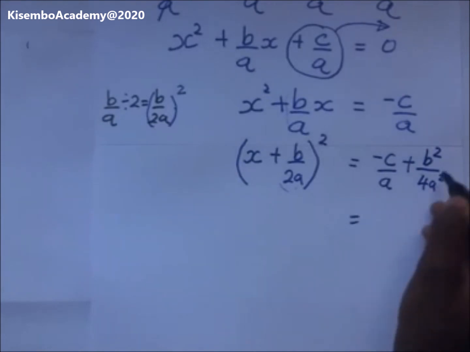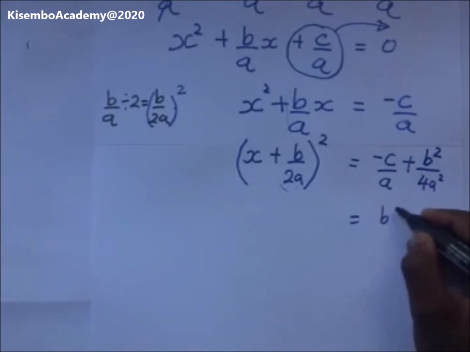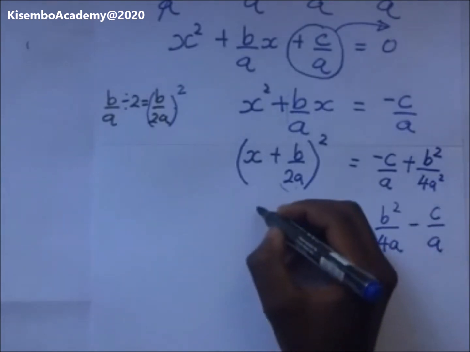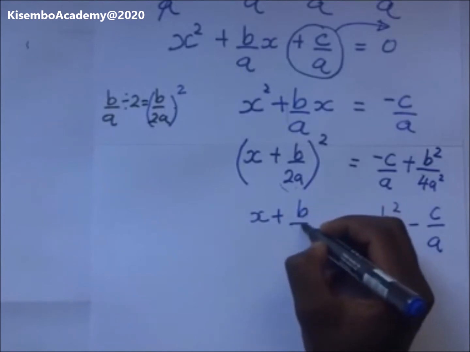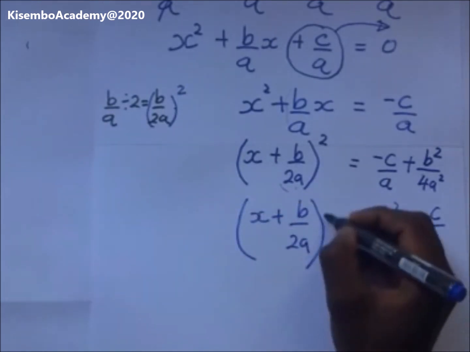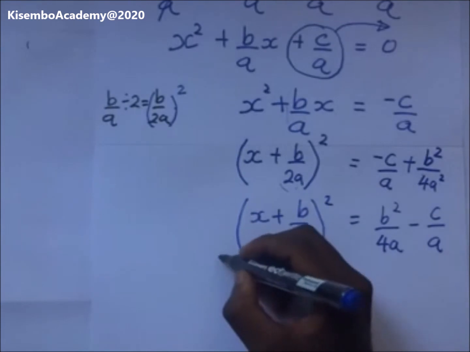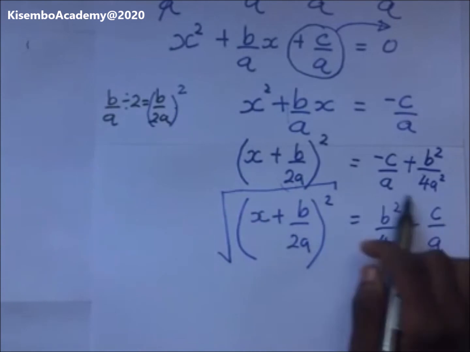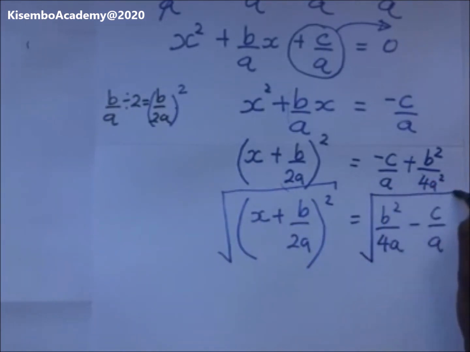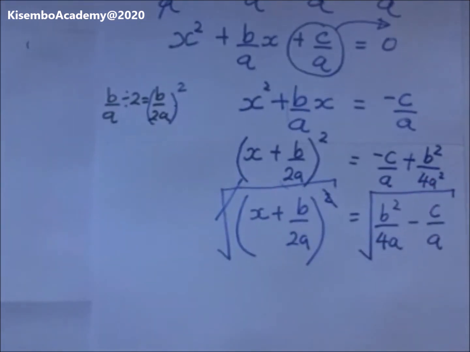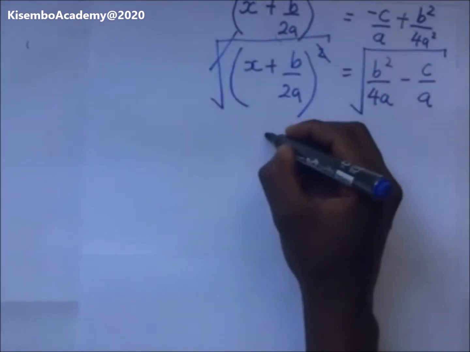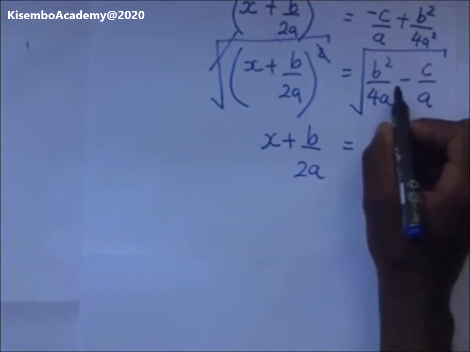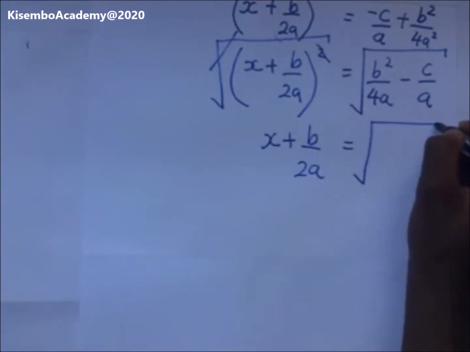So it means that here, if we rearrange this, it's going to become b squared over 4a minus c over a is equal to x plus b over 2a, this whole thing squared. So we use the square root property. We are trying to get the value of x, so we are trying to make x the subject of this formula. Square root on both sides, this goes with that. We shall remain with x plus b over 2a, giving us, now this becomes under the square root.